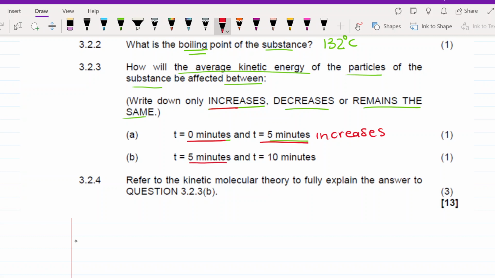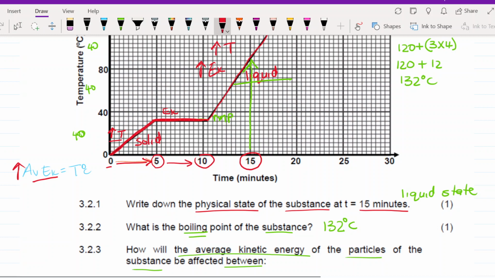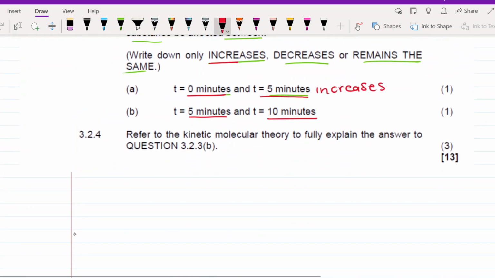From 5 minutes to 10 minutes, we see the temperature is constant. That means the average kinetic energy is also constant. So we choose remains the same. That's what constant means. In other words, it's not changing, it's constant.